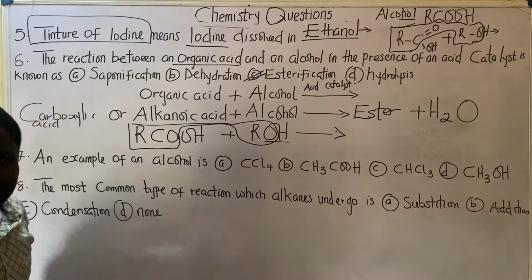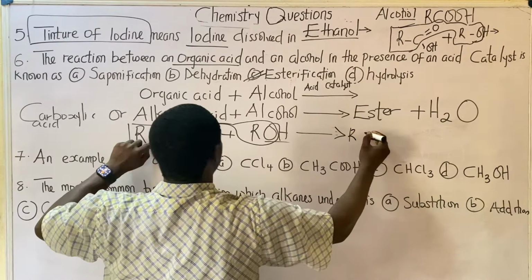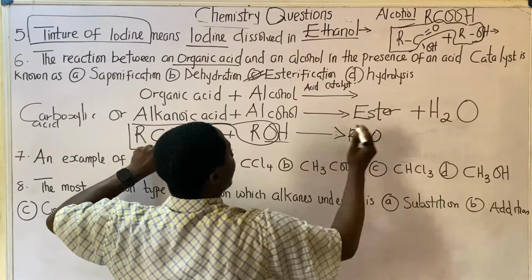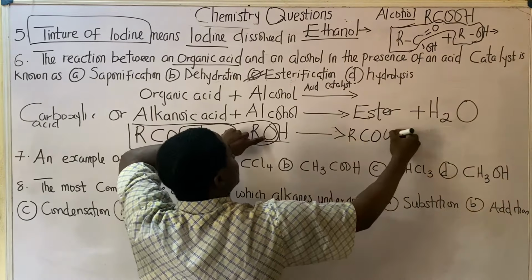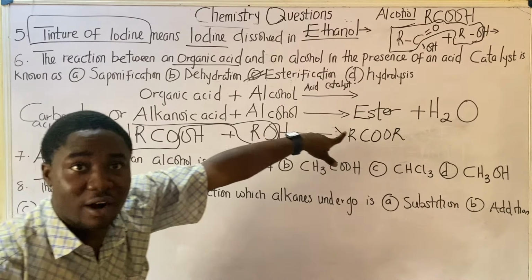I believe you are following. It's simple. It's very easy. So if we bring everything together, what are we having? Arrow, C, O. Okay, O should come before arrow. Here should be O and R. Do you understand? RCO, arrow. This is ester. This is the general formula for esters.